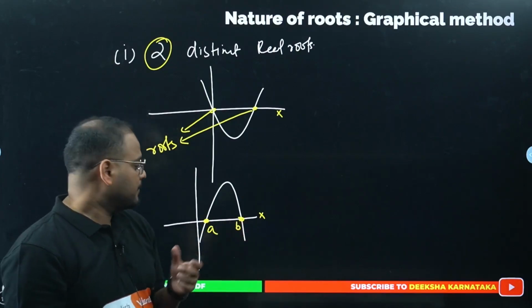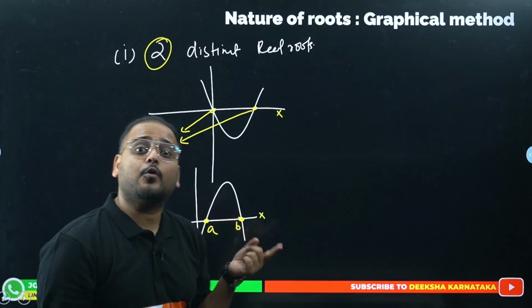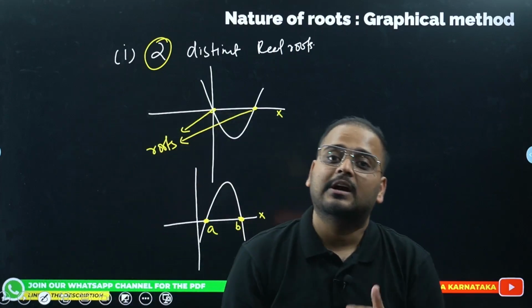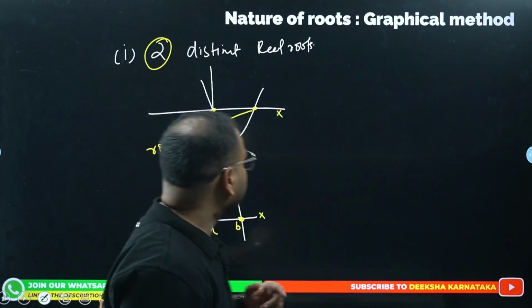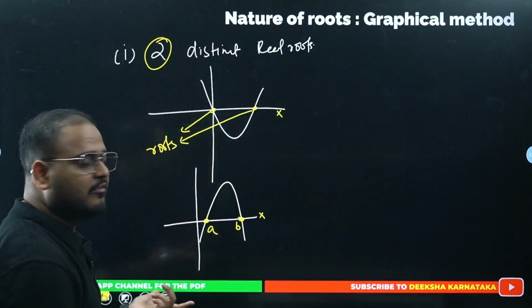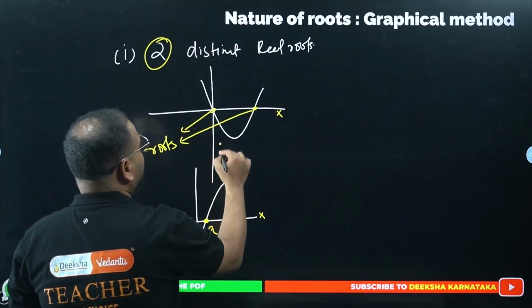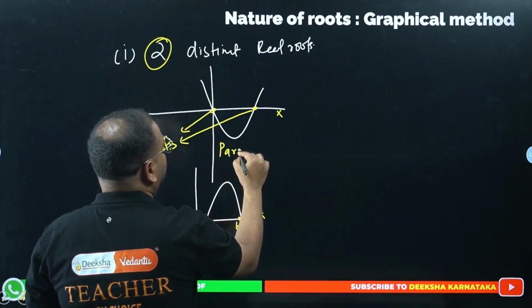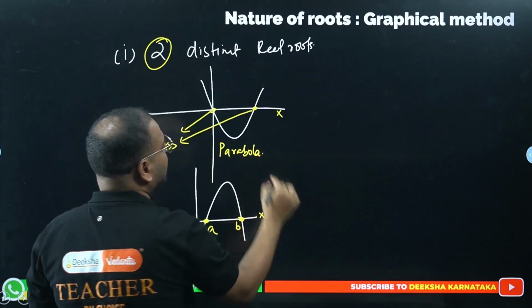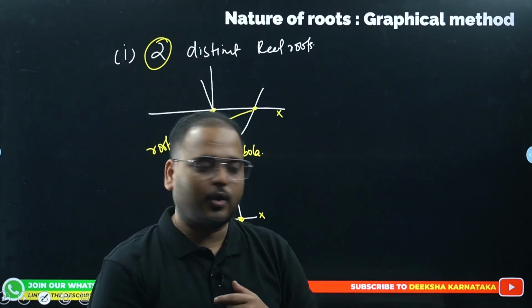Okay, now why this curve? You remember, for a quadratic polynomial, what was the curve? It was a parabola, I told you, right? So even for a quadratic equation, the curve will remain the same. It is called a parabola. Okay, parabola, whatever you wanna call.